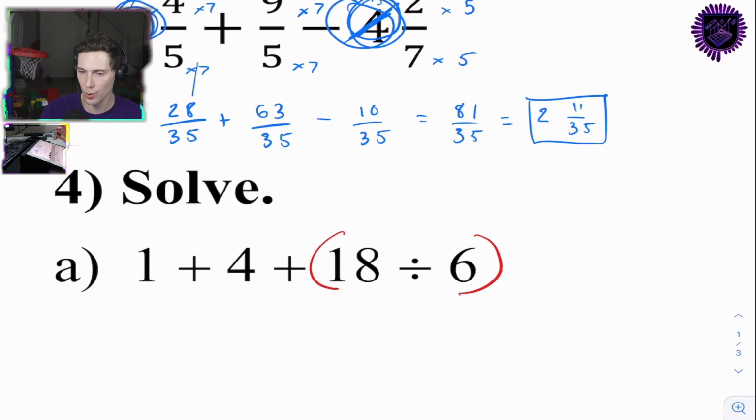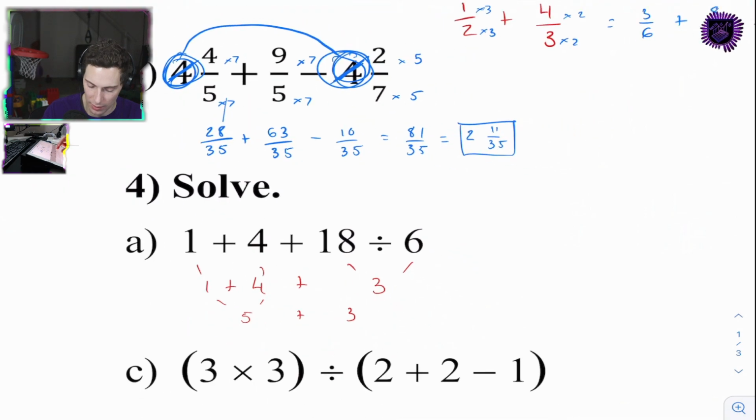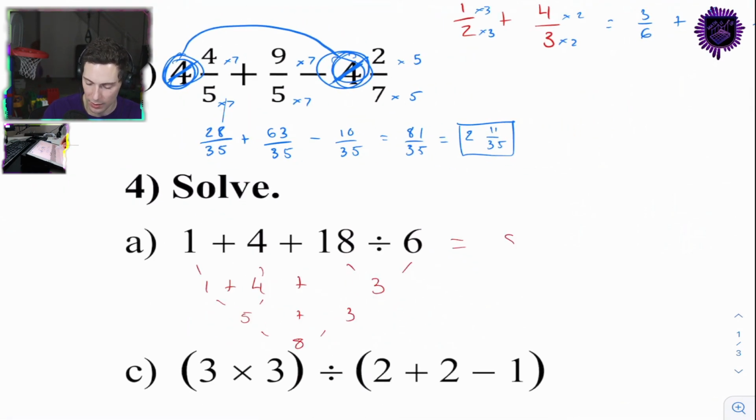So we have this. There's no brackets, but it's kind of like there's brackets because you have to do the order of operations in that way. So this is going to equal 3, and then we're going to go 1, 4, 1 plus 4 plus 3. So then we can go in left to right order. That's 5 plus 3, and then that's 8. So this is going to equal 8. That's it.